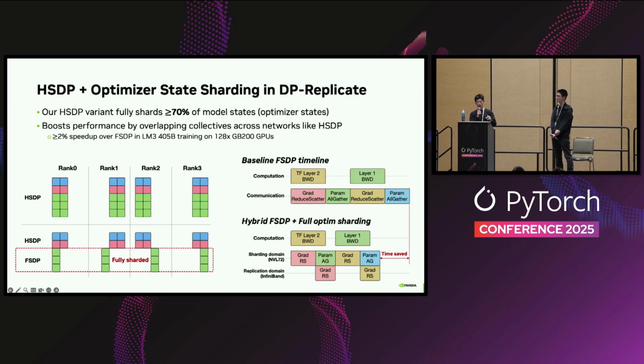And since they do not overlap in network resources, you can actually overlap it with the parameter all-gather in the NVLink domain. So this is how it looks. You can make your baseline communications faster, and there's another communication that can be totally overlapped with the other communication. So basically, there's a speedup, and there's also memory saving.